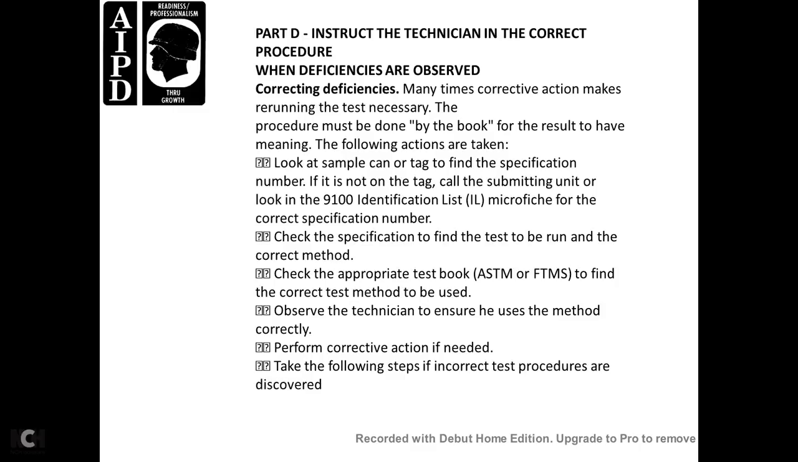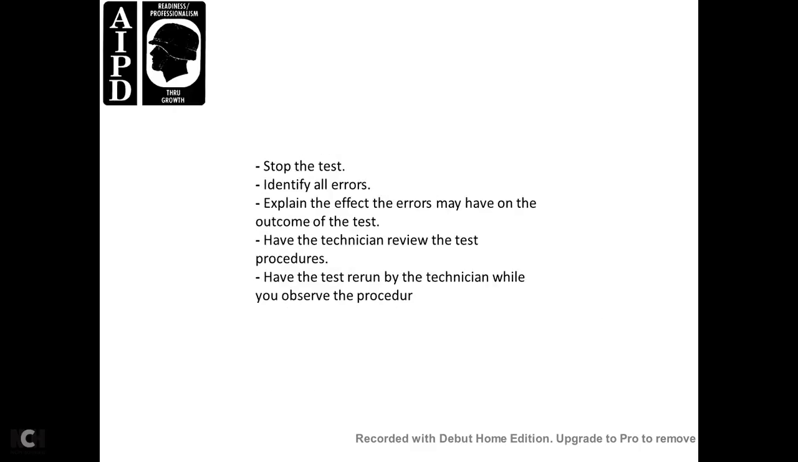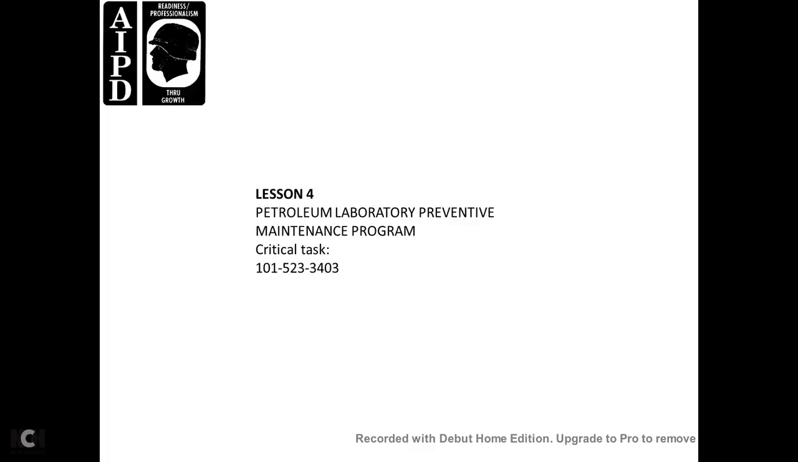Check the appropriate test book, the American Society for Testing and Materials or Federal Test Method Standards, for the correct test methods to be used. Observe the technician to ensure he has used the method correctly. Perform corrective action if needed. Take the following steps and correct the test procedure as errors are discovered. Stop the test. Identify all the errors. Explain the effect the errors may have on the outcome of the test. Have the technician review the test and procedures. Have the test rerun by the technician while you observe the procedure.